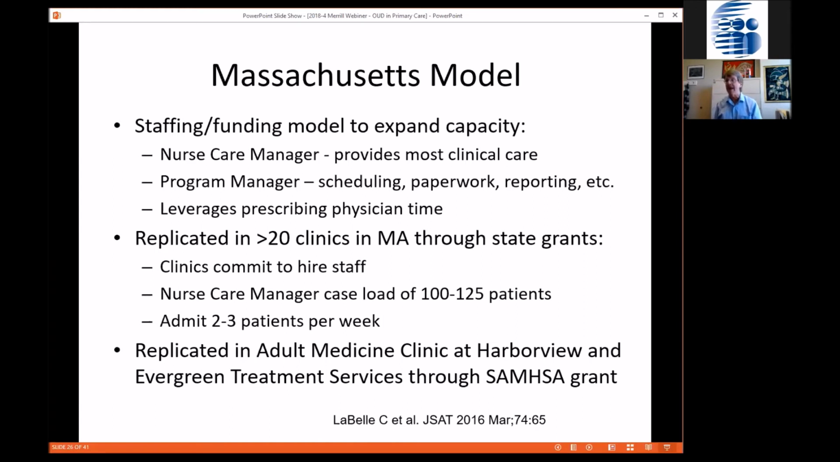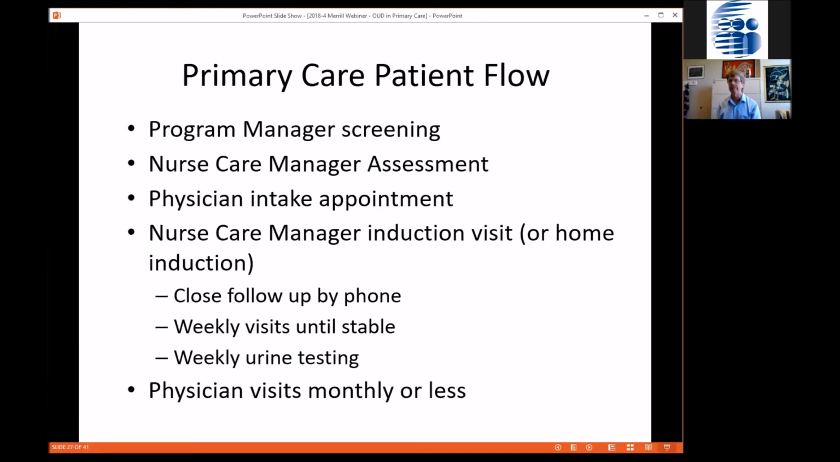patients a week. And we did this through a SAMHSA grant that also went through Evergreen Treatment Services, which is an opioid treatment program, and they did this model in that setting. I'm going to talk about it in primary care.